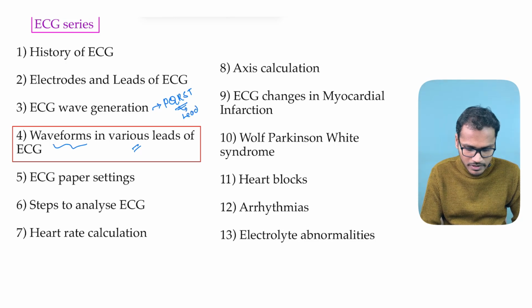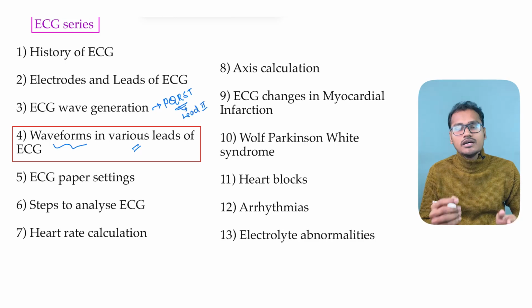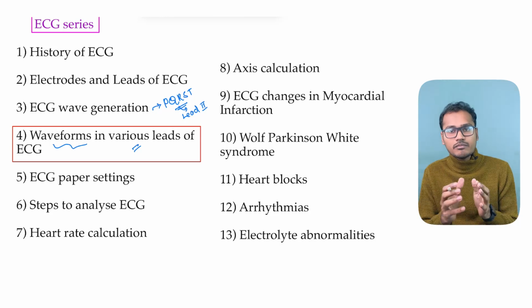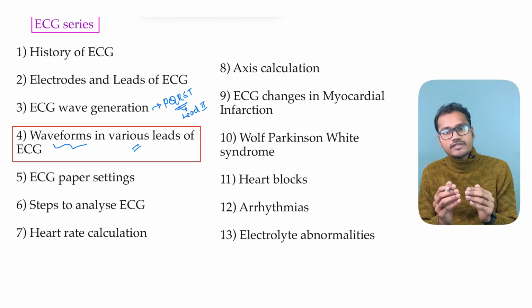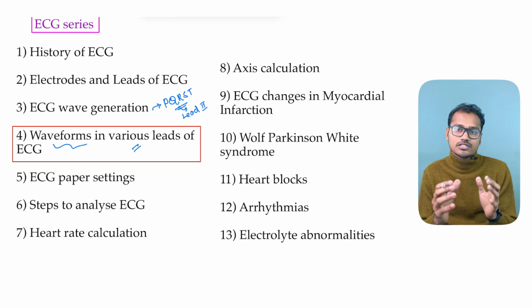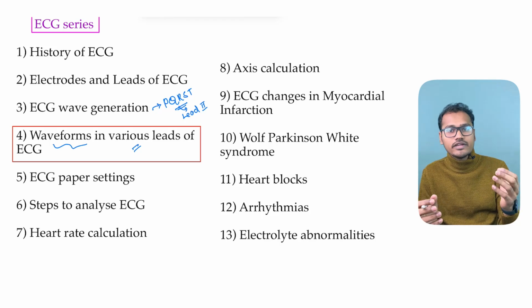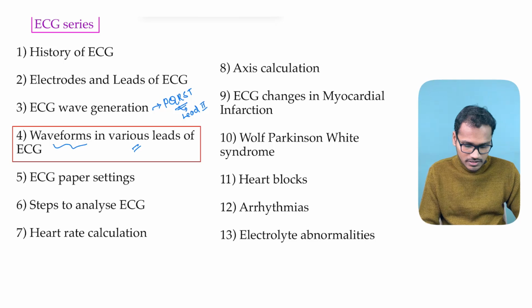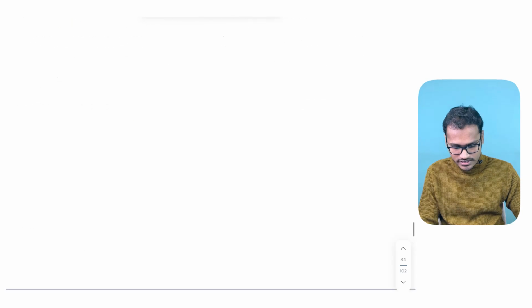So their appearance in lead 2 we have studied, but some of the leads are placed in a position which is different from lead 2. So the normal waves itself will appear different in them. We have to have an idea, whenever we are analyzing the entire ECG, that is a 12 lead ECG, of how the waves will look normally in the other leads. So let's get into the topic, the waveforms in various leads of the ECG.